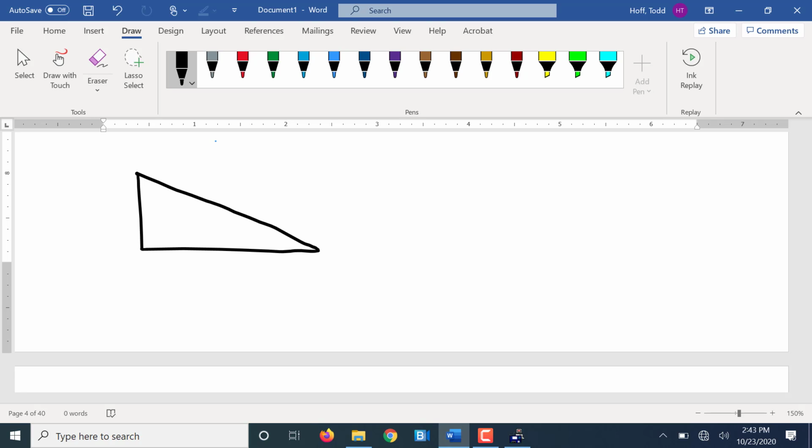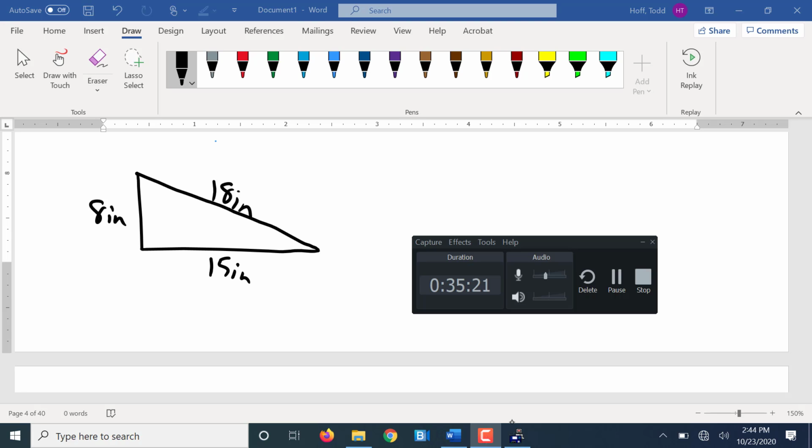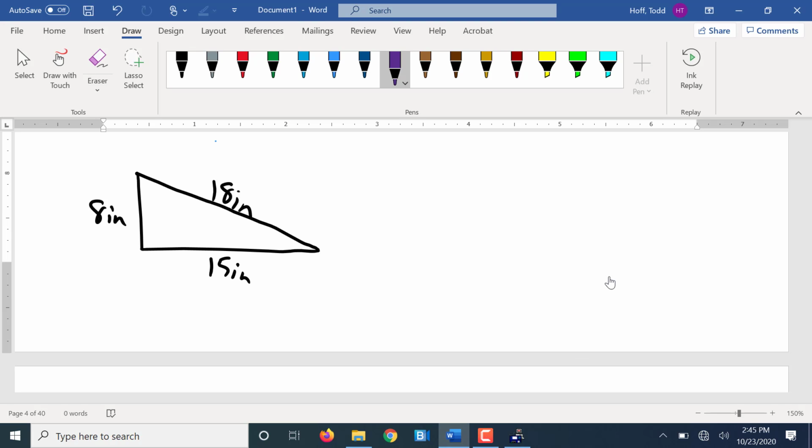Somebody give me a number between like 5 and 20. 8? So make that side 8. Find the area of that. So the first question, is it a right triangle?